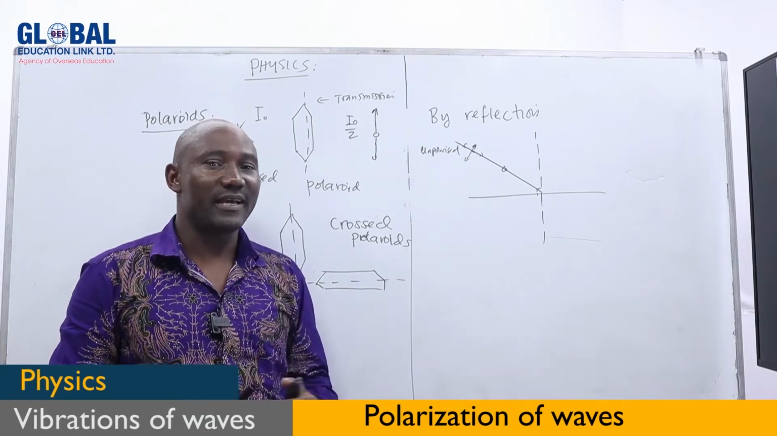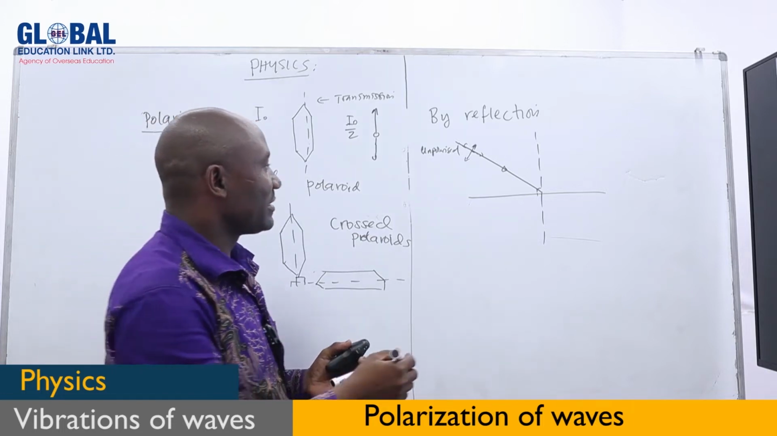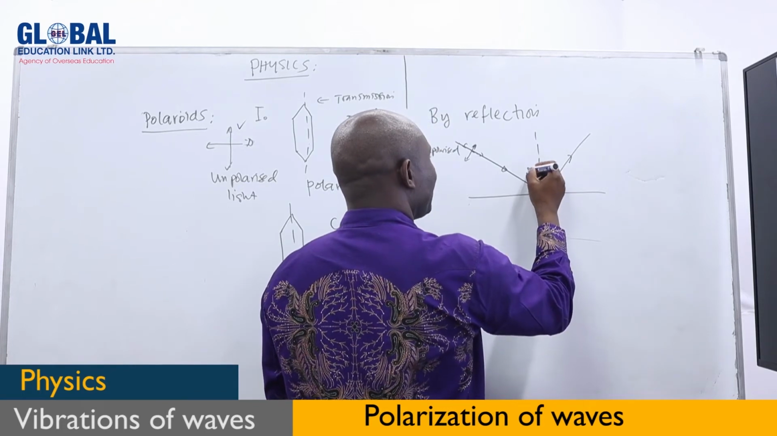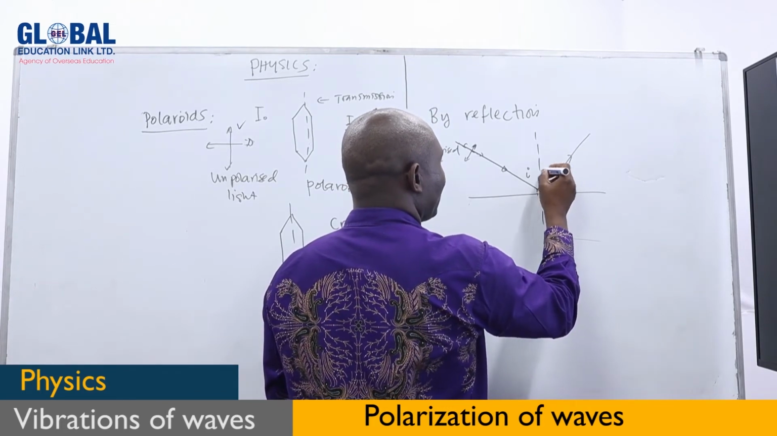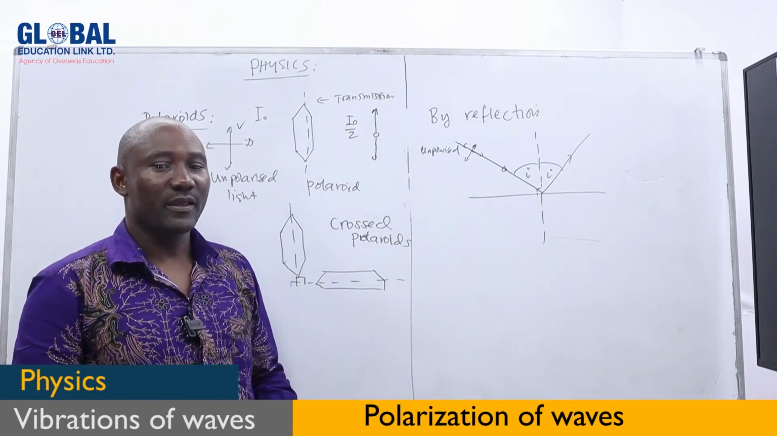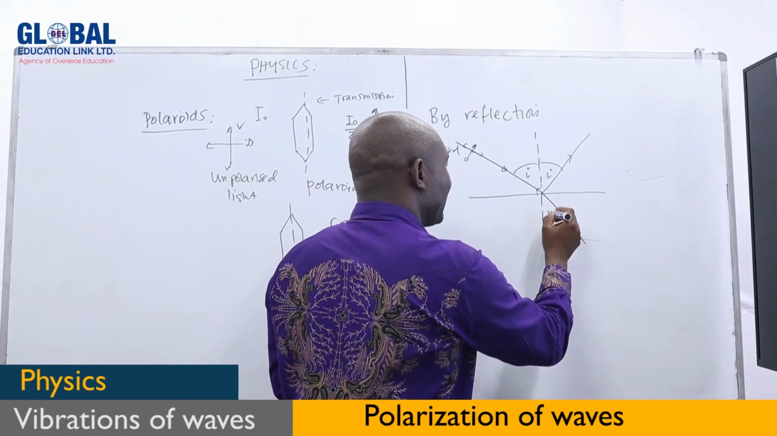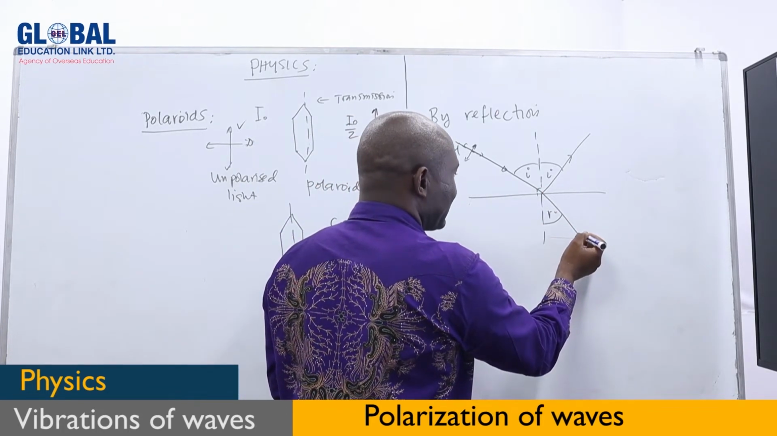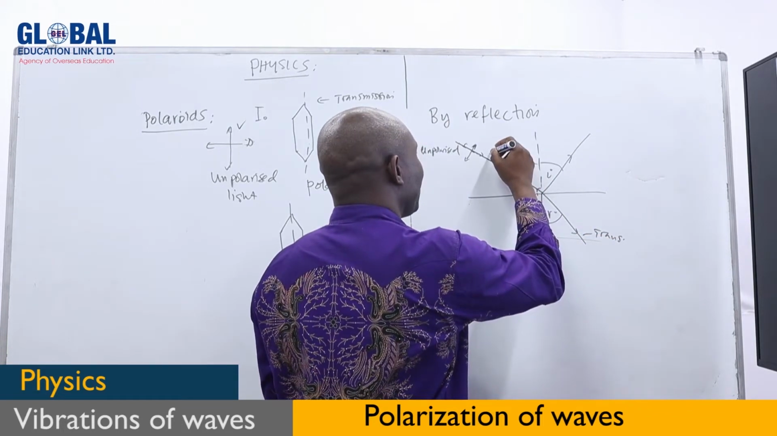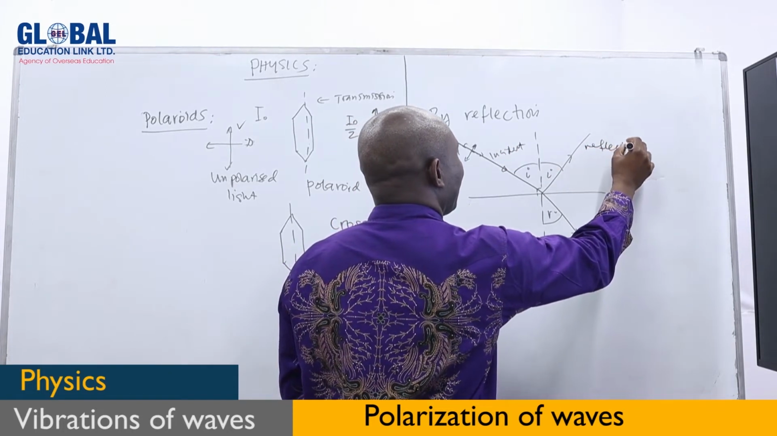They passed unpolarized light through a material. And you know from the principle of reflection, some of the light will be reflected. This is the angle of incidence. These angles are equal according to the law of reflection: the angle of incidence and the angle of reflection are equal. That is the angle of reflection. So this is the transmitted ray, this is the incident ray, and this is the reflected ray.